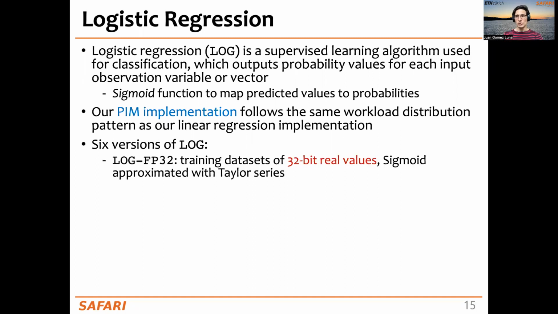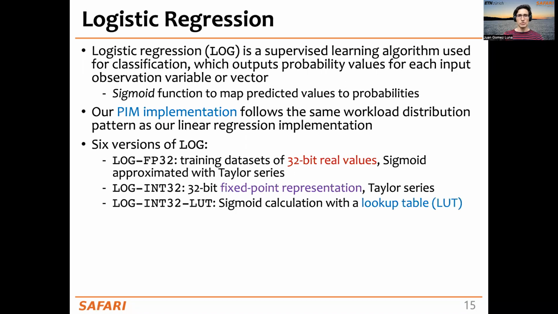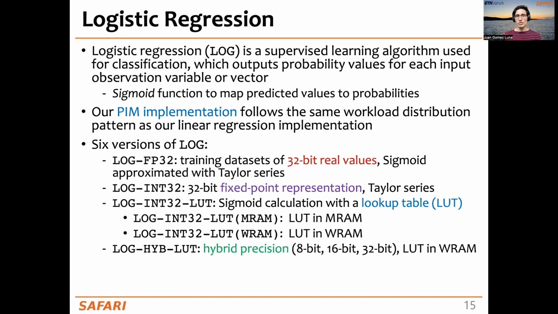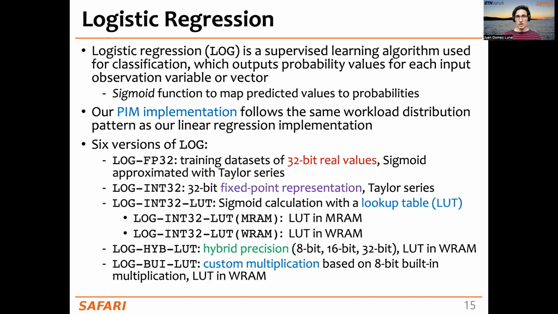The first one uses 32-bit floating point numbers and approximates the sigmoid operation with Taylor series. The second one uses fixed point representation and also Taylor series. In the third one, we replace the calculation with Taylor series with a lookup table. And this lookup table might be in MRAM, which is the DRAM bank, or in WRAM, which is the scratchpad. And then we have a version that uses hybrid precision and a version that uses custom multiplication.